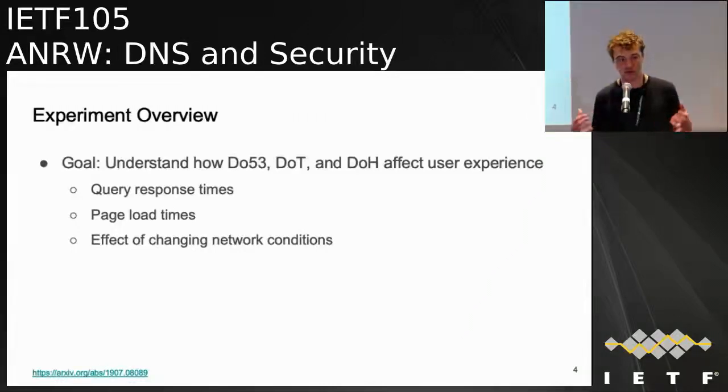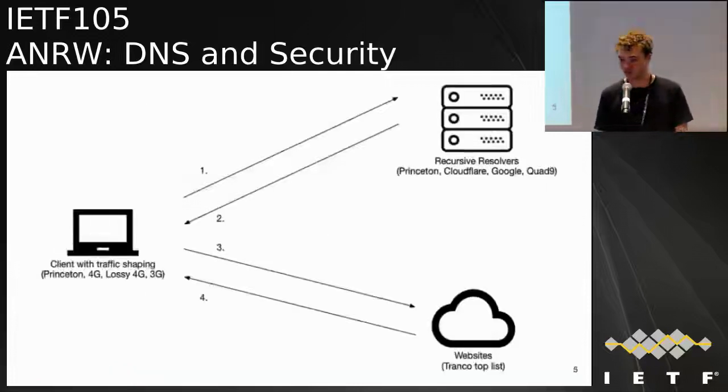We also measure page load times. Again, this is what we think is really important to users. They want to see if they can load the New York Times and how DoH might affect those page load times. And we also wanted to see if you change network conditions, things like additional latency or loss, how that affects your user experience.